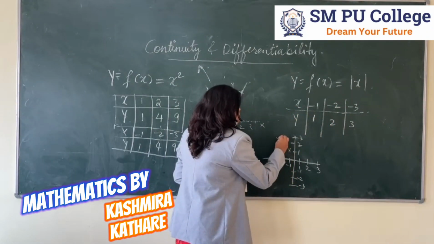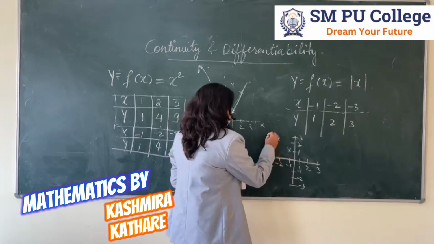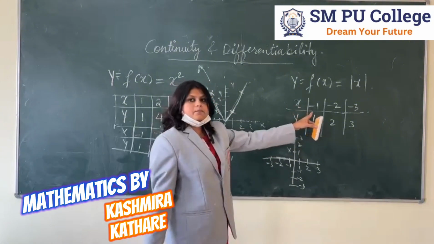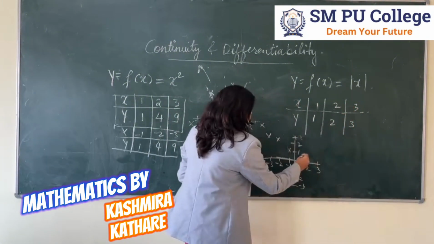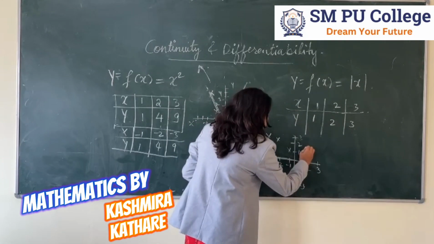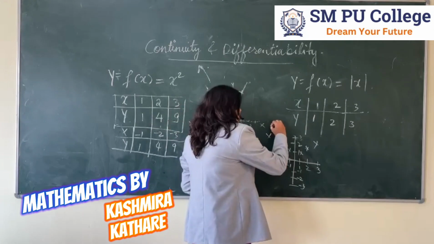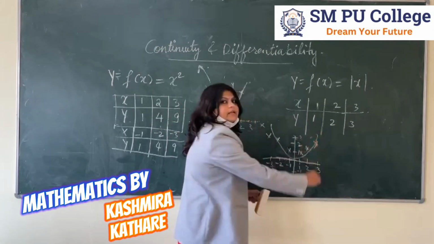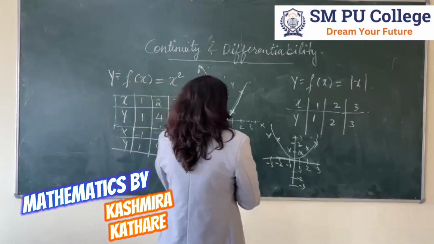Minus 2, plus 2. X is minus 3, y is plus 3. Same for if we are taking positive values, we will get a positive answer only. So, same thing for 1, 1, 2, 2 and 3, 3. So, here we are getting a parabola type. Okay, we are getting a parabola. Parabola will be the graph of this.